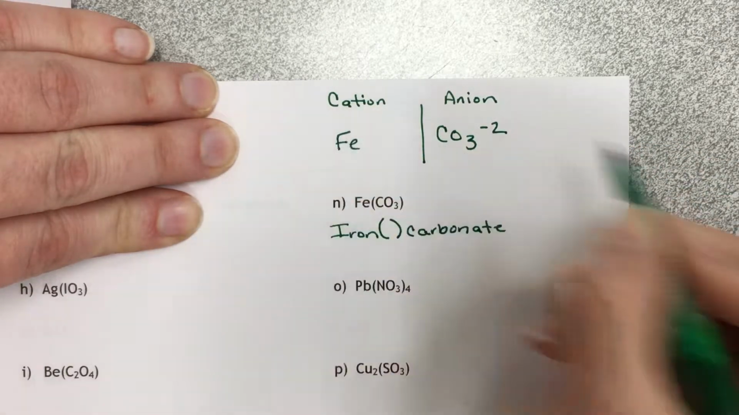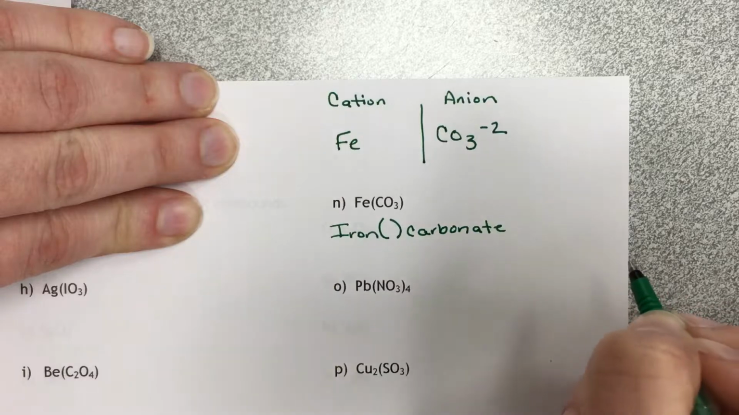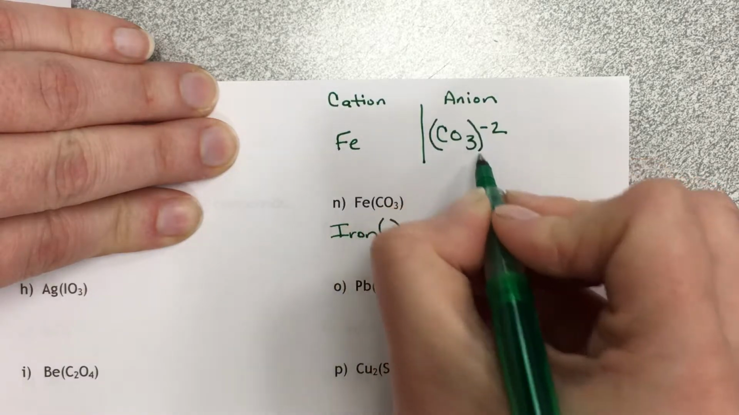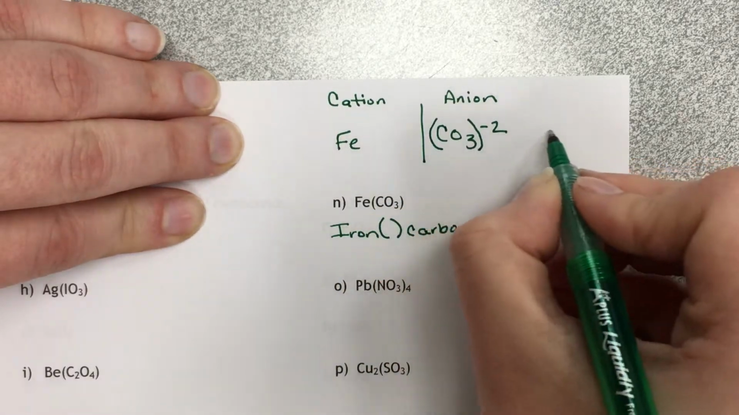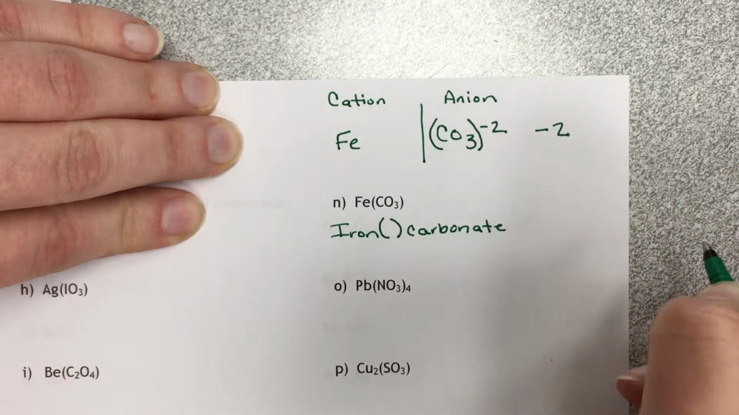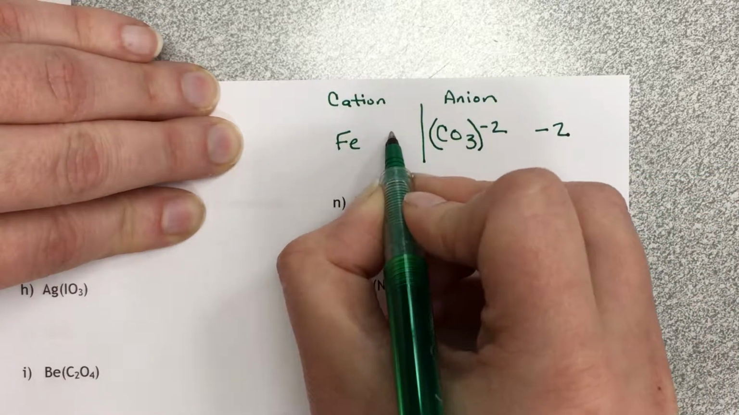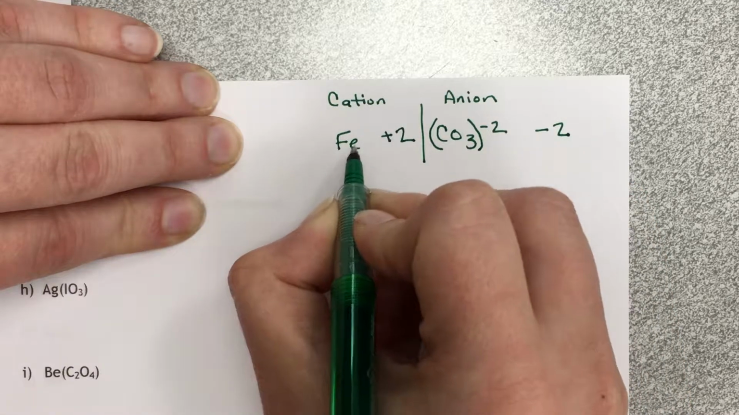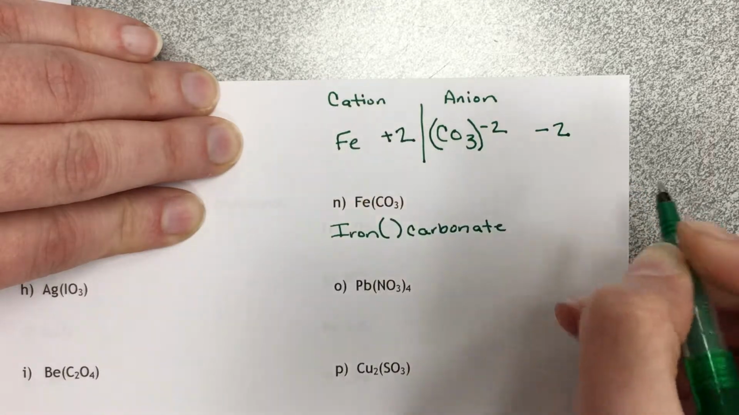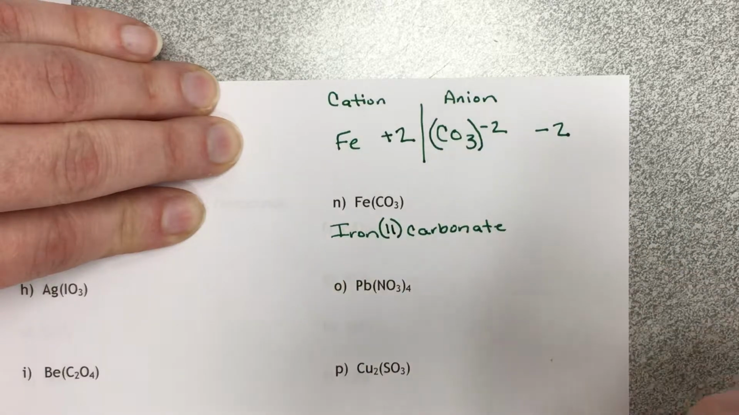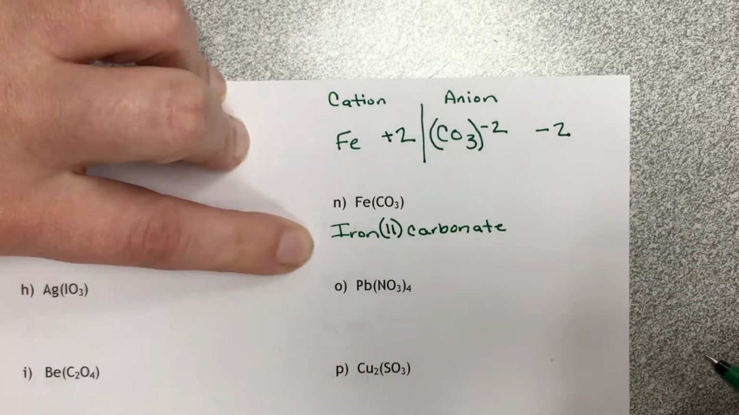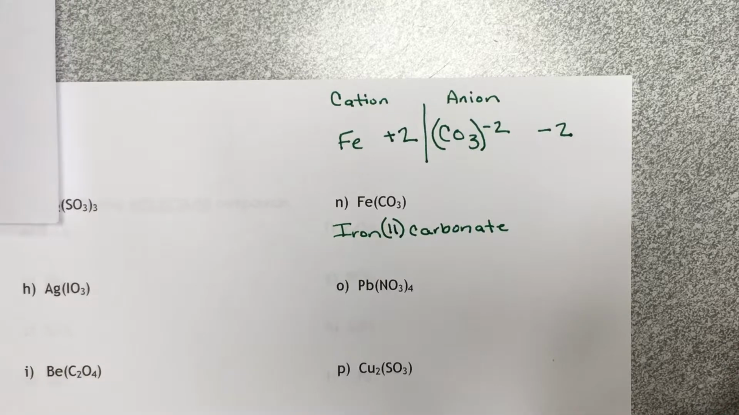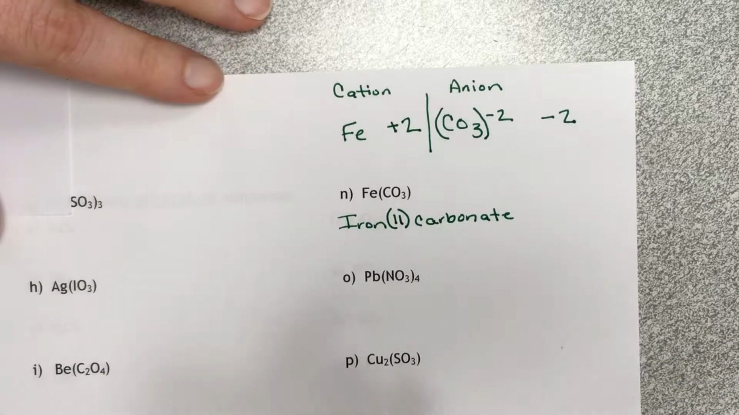Iron, we don't know what charge it is, but we do know we only have one of them. CO3, we only have one of them. So the anion total charge is -2. That means the cation total charge needs to be +2. We only have one iron atom, so it must carry that full +2 charge. So we can assume that the iron's Roman numeral is 2.